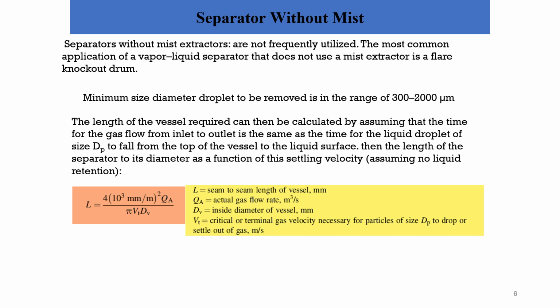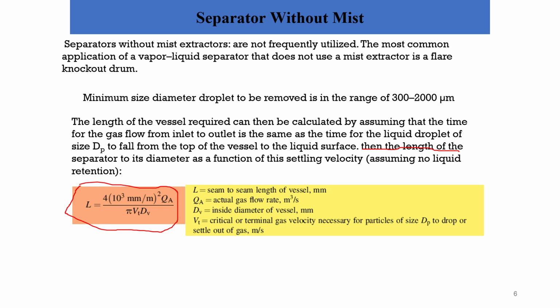And therefore the length of the separator to its diameter as a function of the settling velocity, assuming no liquid retention, can be calculated as per this equation. L equal to this equation, where dV is the diameter of the vessel, QA is the actual gas flow, and L is what we call seam to seam length of the vessel.